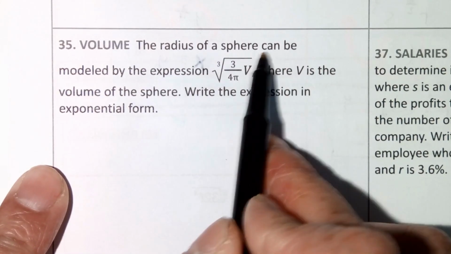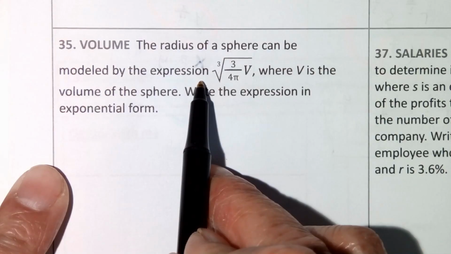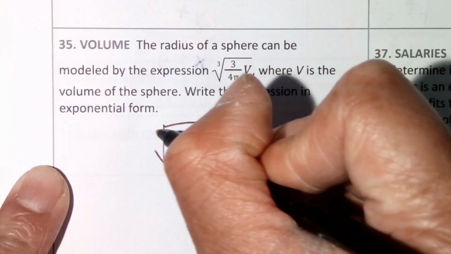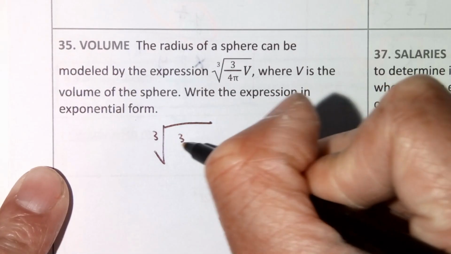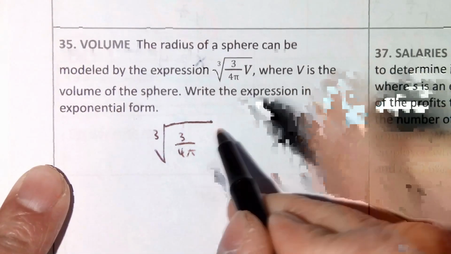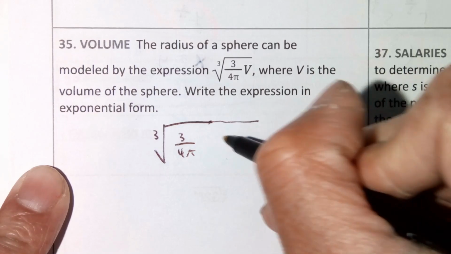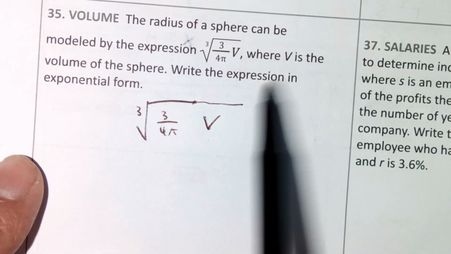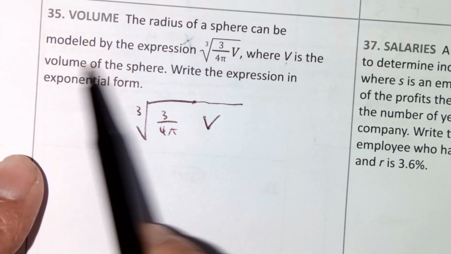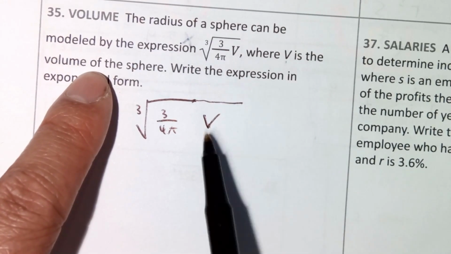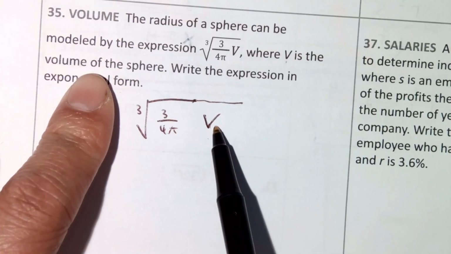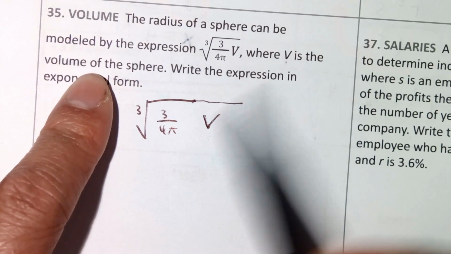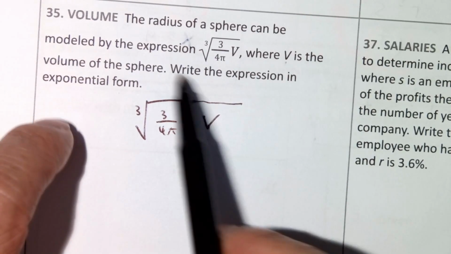Alright, number 35, the radius of a sphere can be modeled by the expression, the cube root of 3 over 4 pi times v, where v is the volume of the sphere. Write the expression in exponential form. So let me go ahead and just repeat whatever they gave me. And notice that space I have between the 2 there. Well, v is the volume of the sphere. We don't have that. That tells me to write our expression in exponential form.